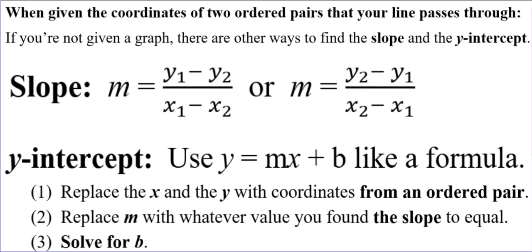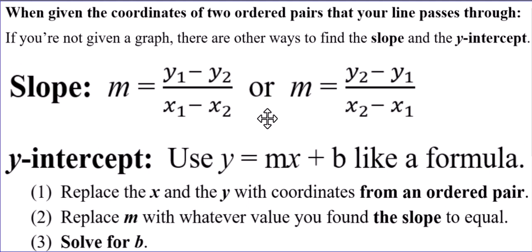All right, shifting gears a little bit here. What if we're not given the graph? Follow along with me. If you're not given a graph, there are other ways to get the two things we always need for slope-intercept form, which is the slope and the y-intercept.